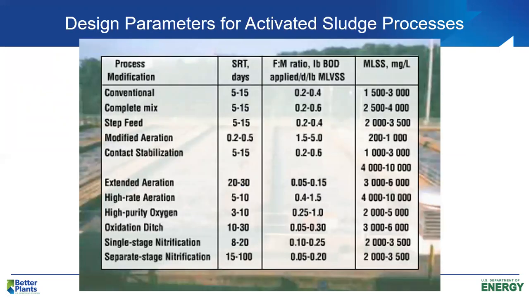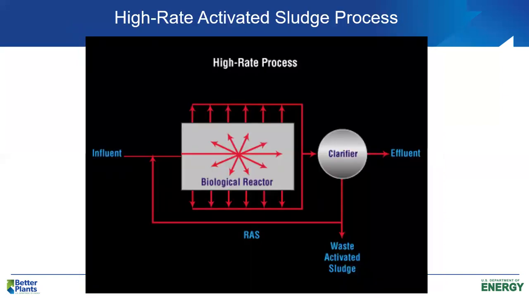What we see here is just some of the different process modifications that are used, and there are several others as well. These are some of the more common ones, and we'll be looking at the first 5 of these or so today and getting you more familiar with them. High rate activated sludge process is not used very often in municipal wastewater treatment because we don't produce an outstanding settling sludge, and we don't produce outstanding effluent quality.